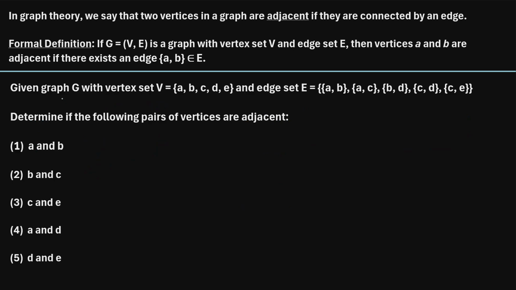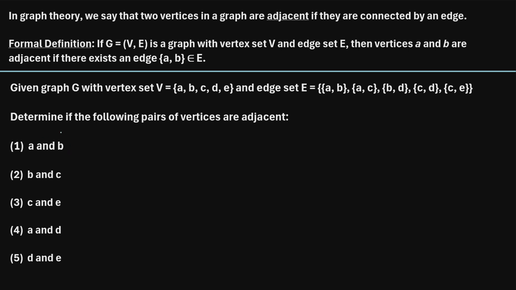All right, now consider the following scenario. Given graph G with vertex set V that contains the vertices A, B, C, D, and E, and edge set E that contains the following edges, determine if the following pairs of vertices are adjacent. So let's check out this first pair of vertices, A and B. Given this information right here, how can we tell if A and B are adjacent in this graph?